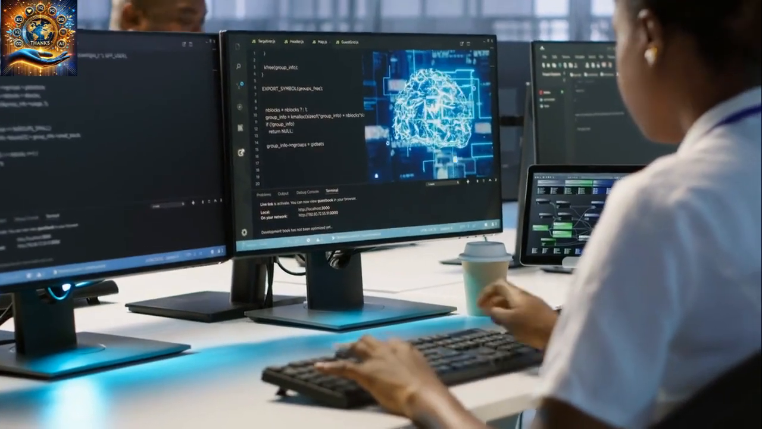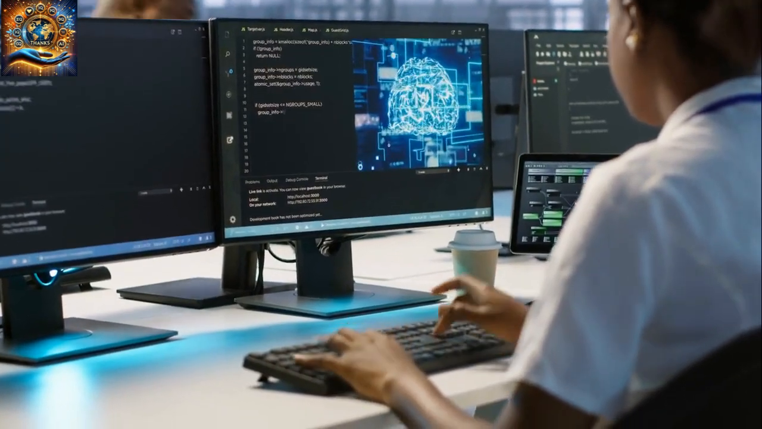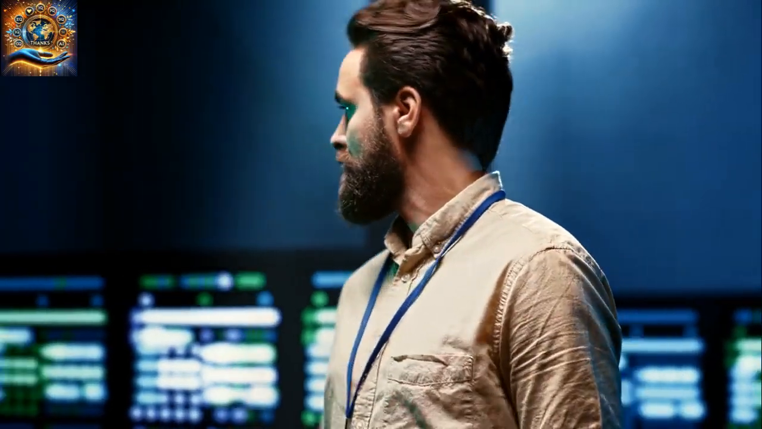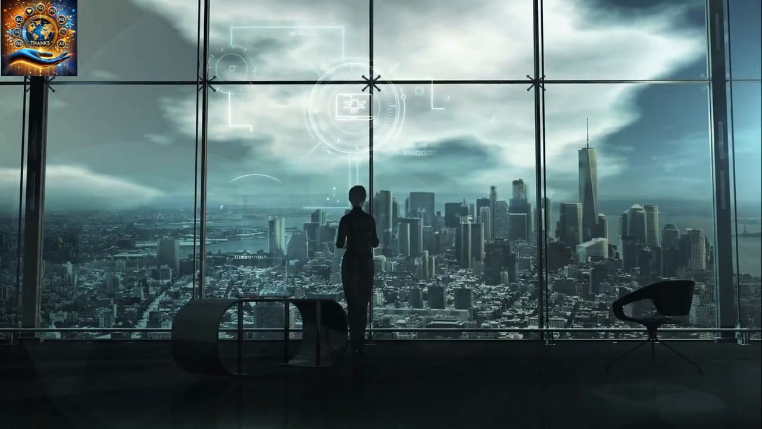Predictive maintenance for network hardware: using AI to forecast hardware failures. Reducing downtime using AI-based monitoring. Cost saving for businesses and ISPs.